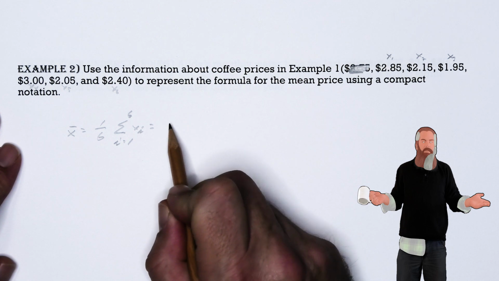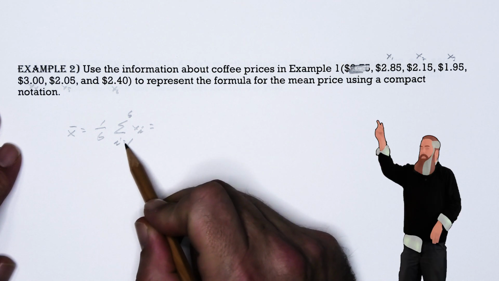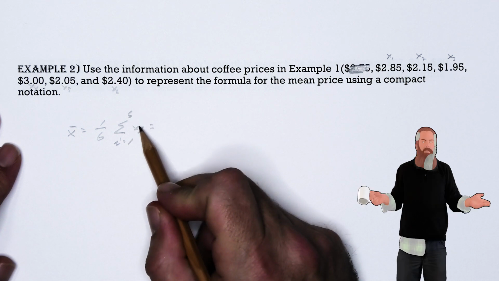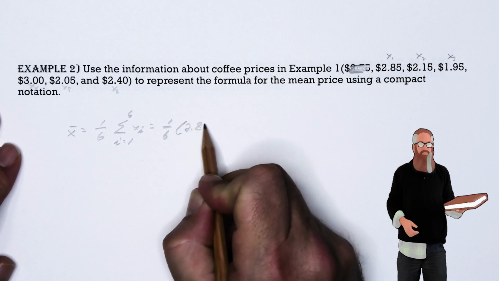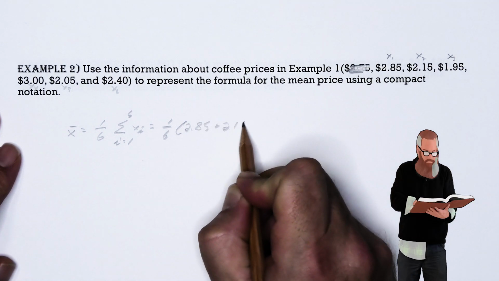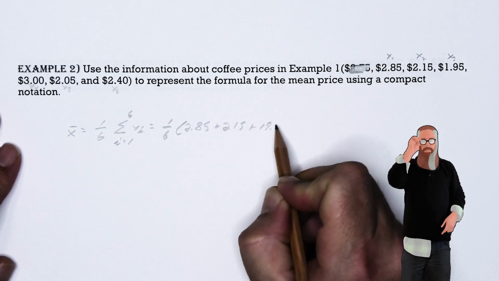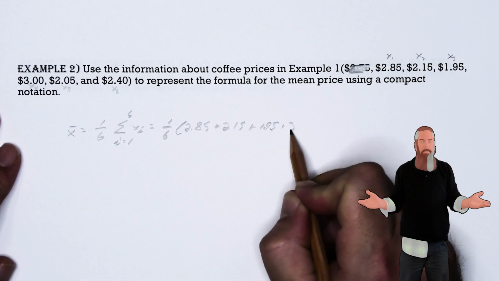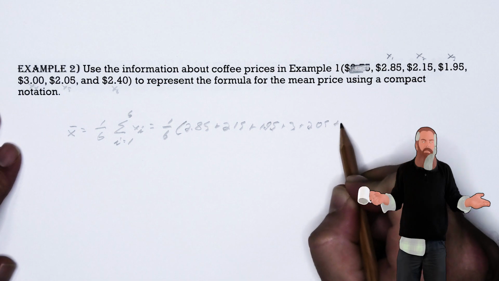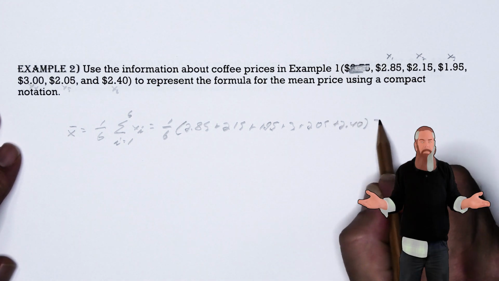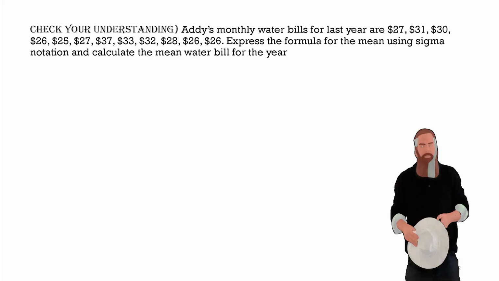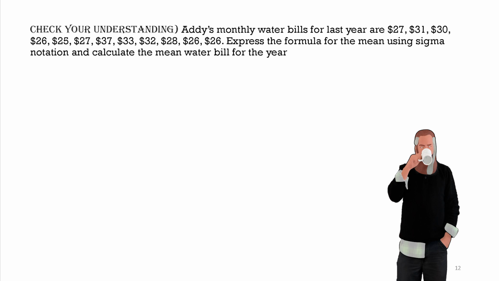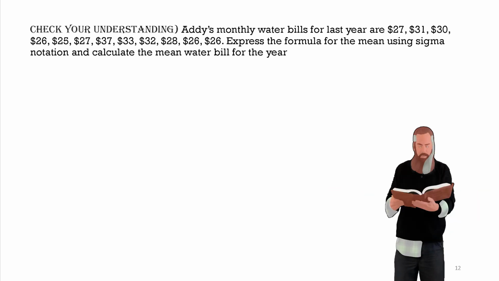So X bar would be 1/6 times the sum from I equals 1 to 6 of X sub I, which is equal to 1/6 times $2.85 plus $2.15 plus $1.95 plus $3 plus $2.05 plus $2.40, which is $2.40.